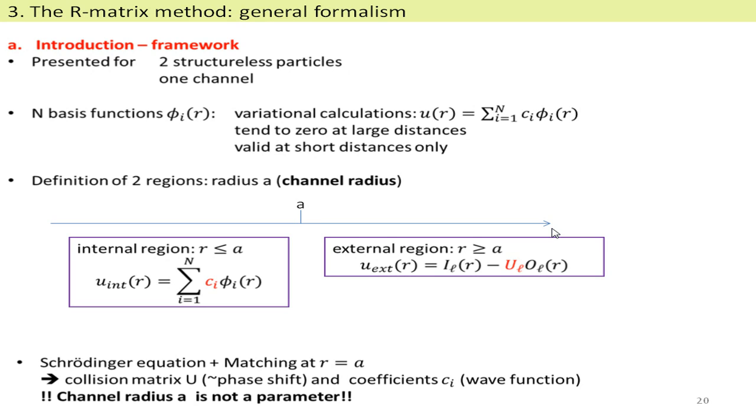And here I'd like to mention an important thing: the channel radius is not a parameter. It's just an intermediate tool to determine the scattering matrix. So at the end, the physical properties, which are the wave function or the scattering matrix, should not depend on this channel radius. This is a very strong test of the calculation, and I will show you some examples.